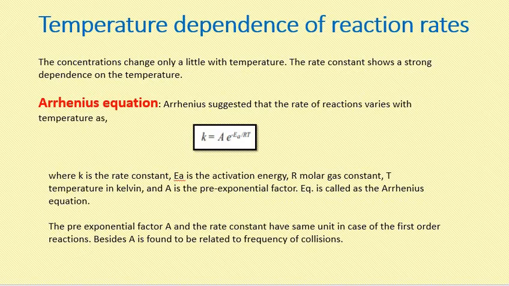Arrhenius suggested that the rate of reaction varies with temperature and the relation is k = A e^(-Ea/RT). k is the rate constant, Ea is activation energy, R is the molar gas constant, T is temperature in Kelvin, and A is the pre-exponential factor. This equation is called the Arrhenius equation. The pre-exponential factor A and the rate constant have the same unit in the case of a first order reaction. Besides, A is found to be related to the frequency of collision.